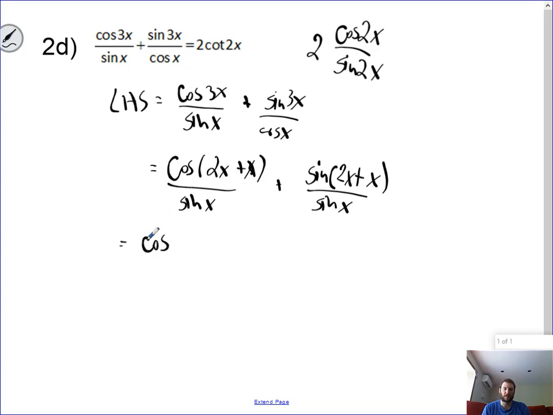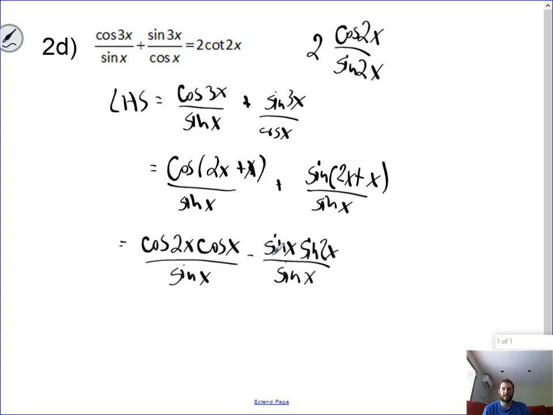So we'll say that this is cos 2x cos x over sine x, minus sine x sine 2x over sine x. You'll notice that I took this fraction and broke it up into two right away. The reason is that before I started with the identity, I recognized we're going to have a sine x here and a sine x there. If I break it up right now, I can start canceling and simplifying things.